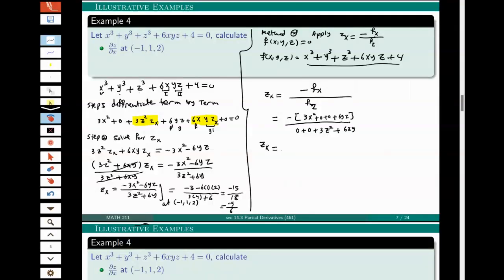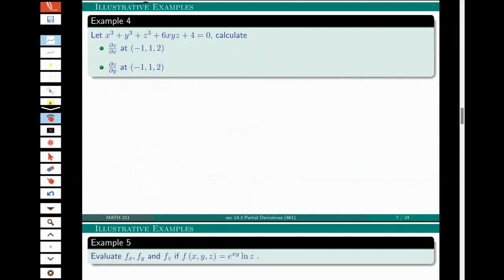So we get z sub x is equal to minus 3x squared minus 6yz divided by 3z squared plus 6xy, which is the same we have here. It's exactly the same. You can see the final answer here. It's the same as that one. Now, we just replace and we get minus 5 over 6.